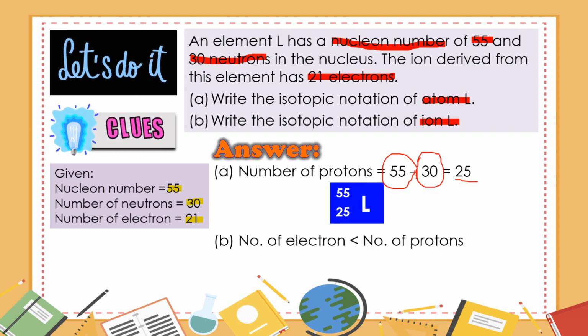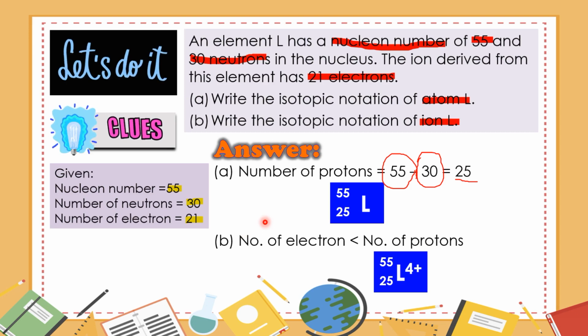Next, as for the isotopic notation of ion L, since the number of electrons is 21 and the number of protons is 25, which is greater than the number of electrons, the ion has a positive charge, which is positive 4. So here is how you can write the isotopic notation.